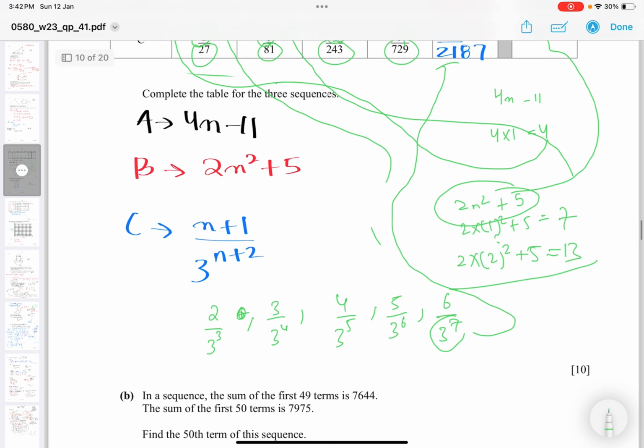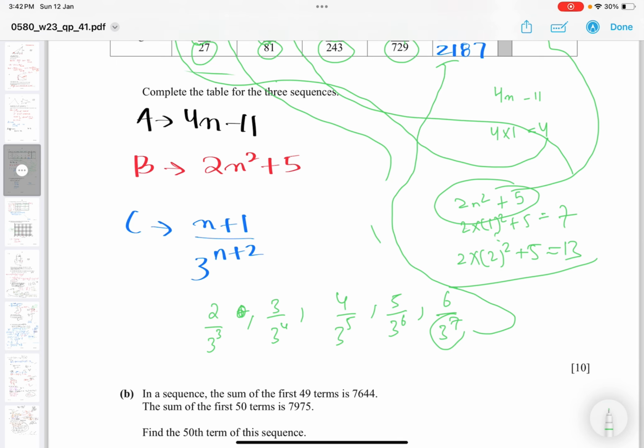How can I find the nth term? Let us take n as 1. This is 1, this is 2, this is 3, this is 4, this is 5. How can I make 1 into 2? By adding 1. So for the numerator, the term would be n plus 1. Now for the denominator, it would be 3 to the power n plus 2, because how can I make 1 into 3? By adding 2 to it. You can check for it. Now we got the answer for this one as well.